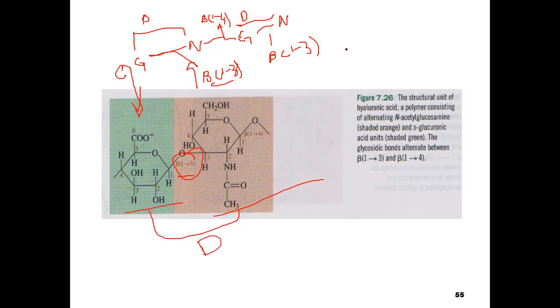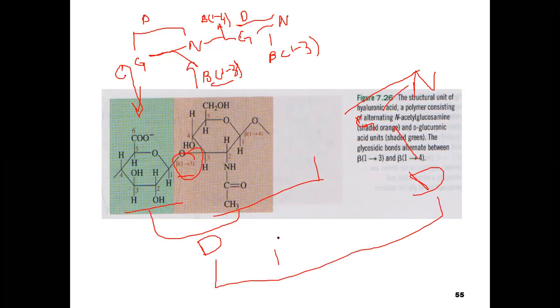Similarly, there is another unit of D-glucuronic acid and N-acetyl glucosamine. This is another, say for example, disaccharide molecule. Now there are two disaccharide molecules, in each of which the two monosaccharide subunits are attached by beta 1,3. Now this disaccharide is attached to this disaccharide through beta 1,4 linkage. So we can say that glucuronic acid is attached to the N-acetyl glucosamine by the 1,3 linkage, and N-acetyl glucosamine in turn is attached to the glucuronic acid by beta 1,4.